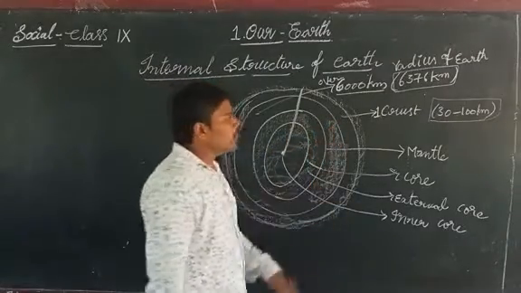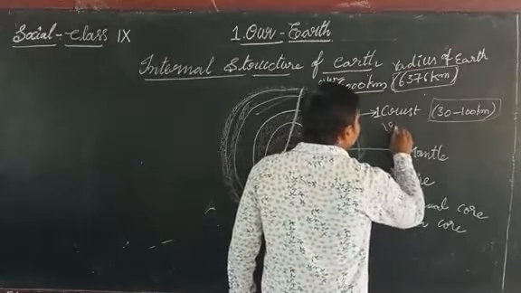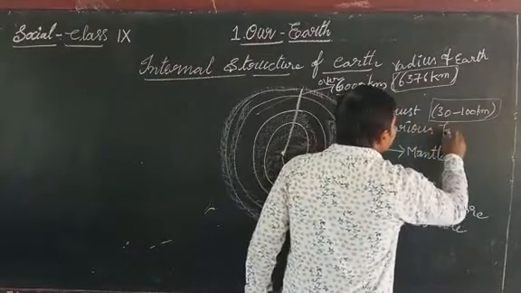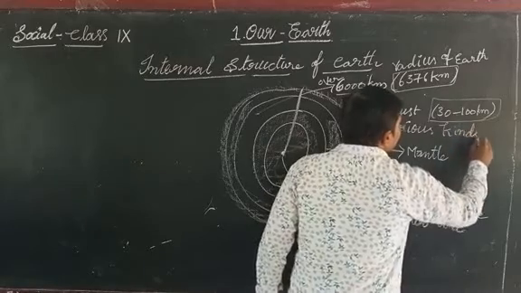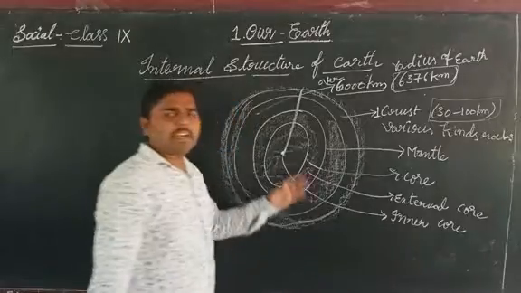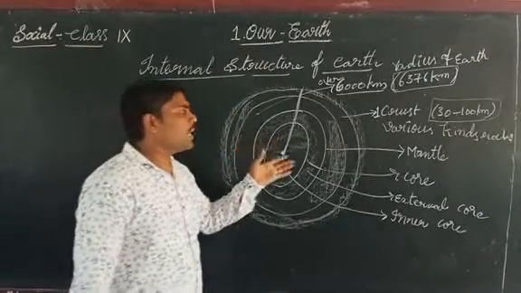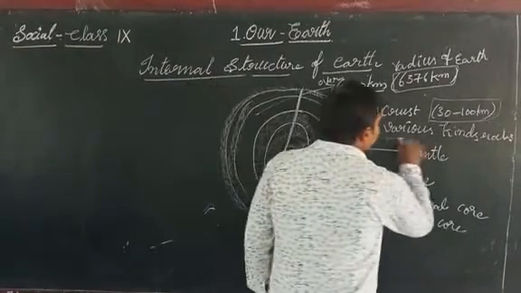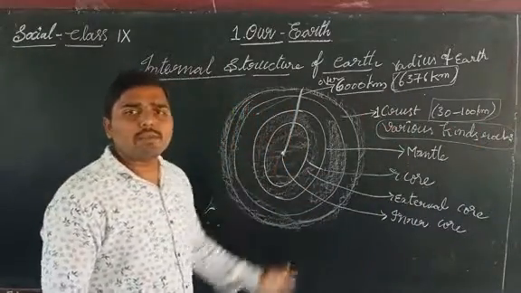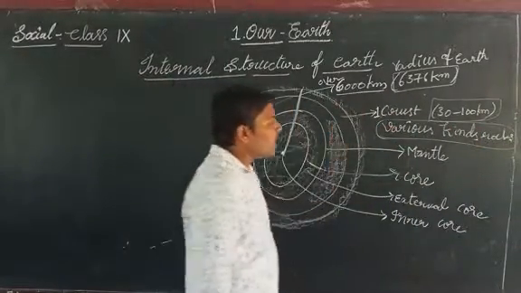Okay, it is composed of various kinds of rocks. It has different types of rocks, mountains, and plateaus. These are the different types of rocks the crust has.